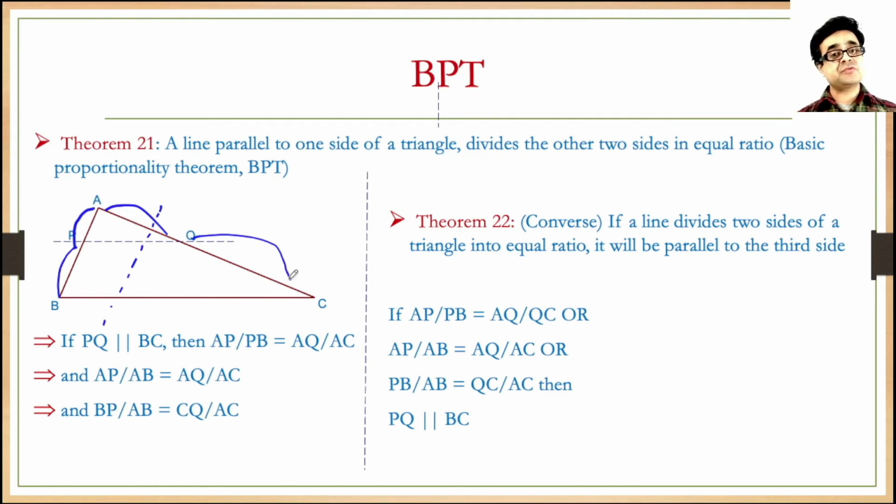And the converse of this theorem is also true. So if you draw a line that you may not know is parallel, a line which divides the two sides of a triangle into equal ratios, so I don't know if it is parallel or not, but I'm given that AP by PB equals AQ by QC, then that line has to be parallel to the third side.